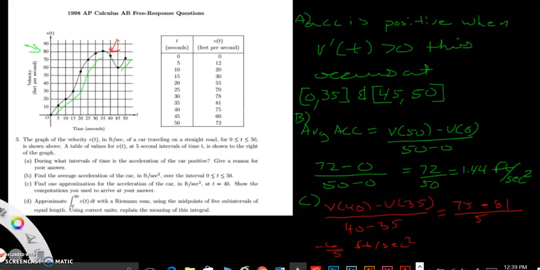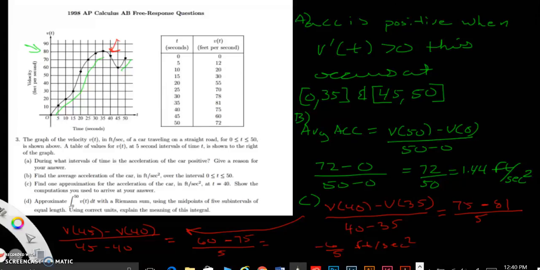Okay, now I'm going to go over here and do the rest of this. So now I need to do v of 45 minus v of 40, over 45 minus 40. What is v of 45? That's 60 minus v of 40 is 75. It's still negative. And that's definitely going to be steeper, over 5. So what's that, negative 15 over 5, negative 3 feet per second squared.